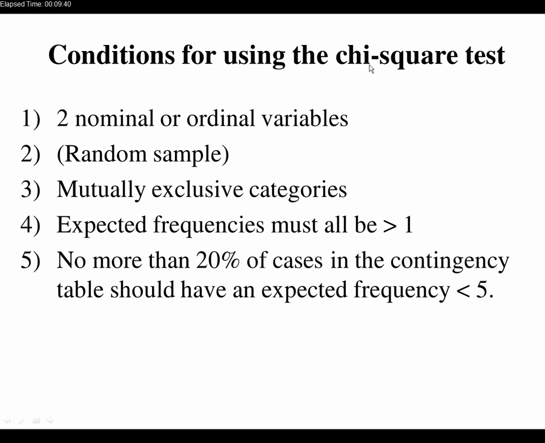Here are the conditions for using the chi-square test. You have to have 2 nominal or ordinal variables, random sample. They have to be mutually exclusive categories: smoke and drink, male and female, homework, late, not late. Get it? Mutually exclusive. Expected frequencies must all be greater than 1, and no more than 20% of the cases in the contingency table should have an expected frequency of less than 5.